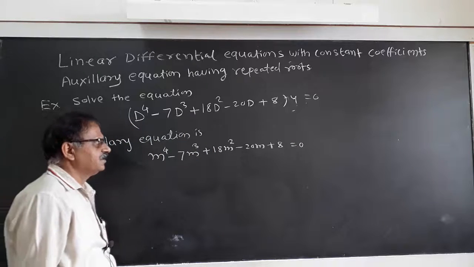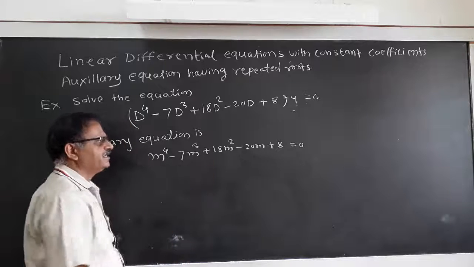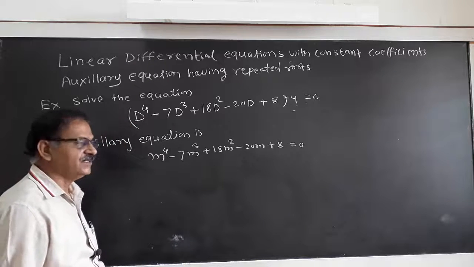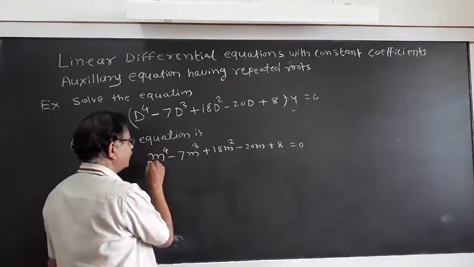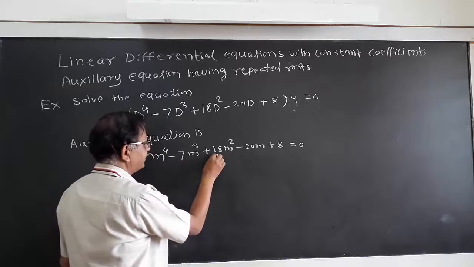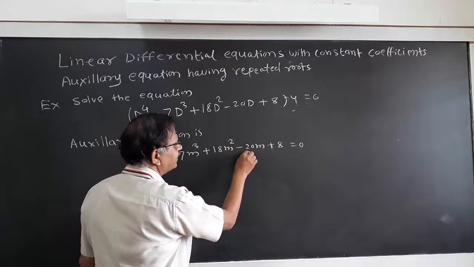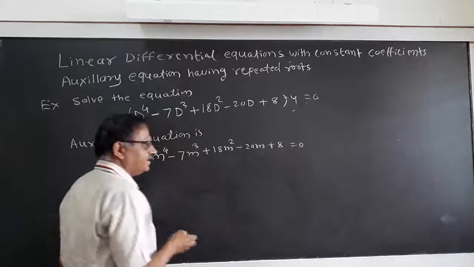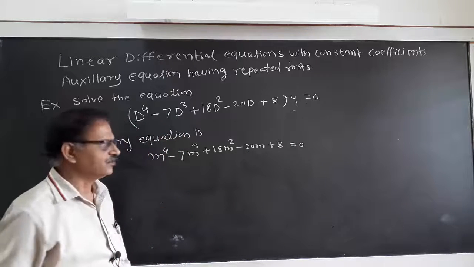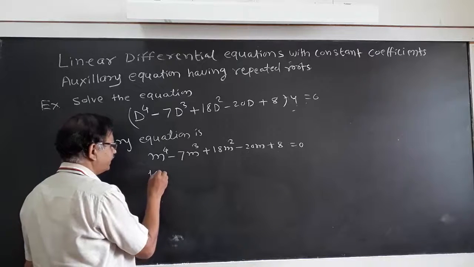For solving this, we shall use the trial method. If the sum of all coefficients is 0, then m equal to 1 is a root of the equation. 1 minus 7 minus 6 plus 18, that is 12. 12 minus 20 minus 8 plus 8, 0. Here the sum of all the coefficients is 0, therefore m equal to 1 is the first root of this equation.